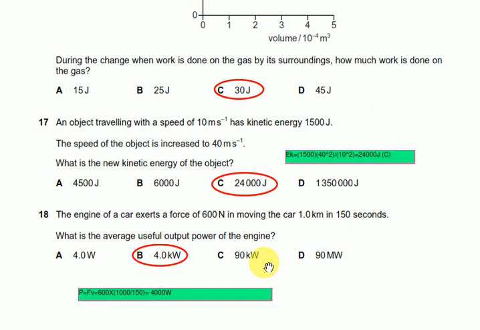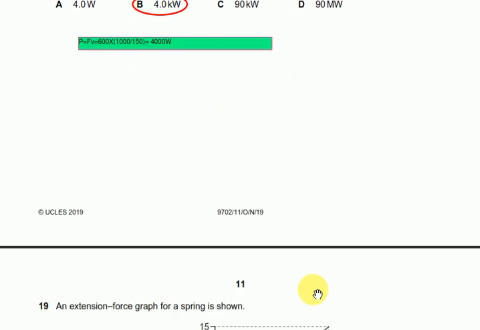Question number 18. The engine of a car exerts a force of 600 Newton in moving the car 1 kilometer in 150 seconds. What is the average useful output power of the engine? Simply apply P is equal to force into velocity. F is 600 Newton, and for velocity we have the distance and the time: 1 kilometer, 1000, divided by 150, that's the velocity. Just put in the values and it becomes 4000 watts or 4 kilowatts. B is the appropriate answer.